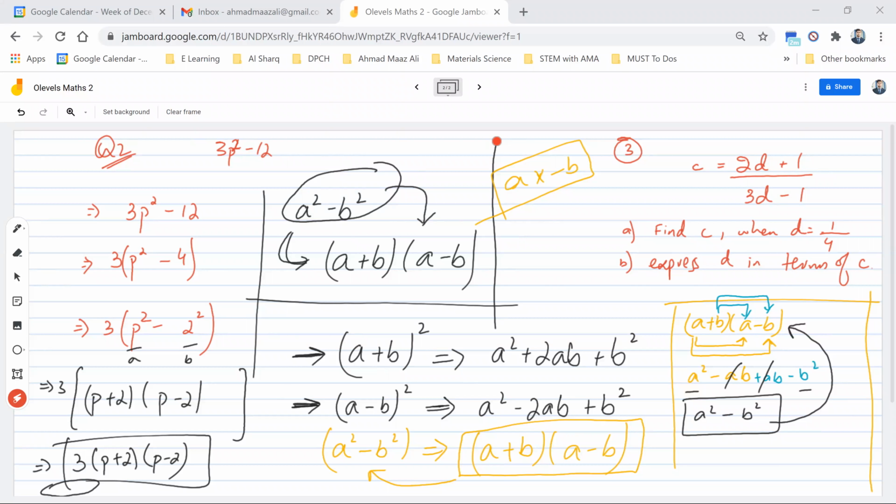Fahad, what about you? Sir, I'm doing question number 3. Yeah, question 3, part A. Are you done with this? No, sir, I'm doing it. Okay, yes, that's right, Hafsa. Your answer is right. I'm still waiting for the others.